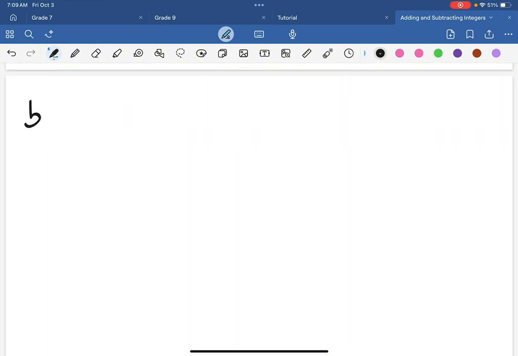We have 5 minus negative 6, still using the KCC. So 5 here should not be changed. So just keep. And then our subtraction here would become addition. And our negative 6 will become positive 6. So obviously 5 plus 6 is 11. And that's it.